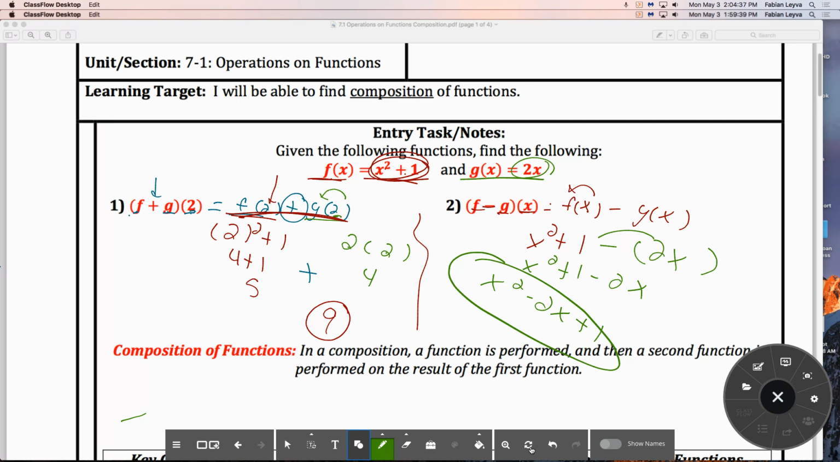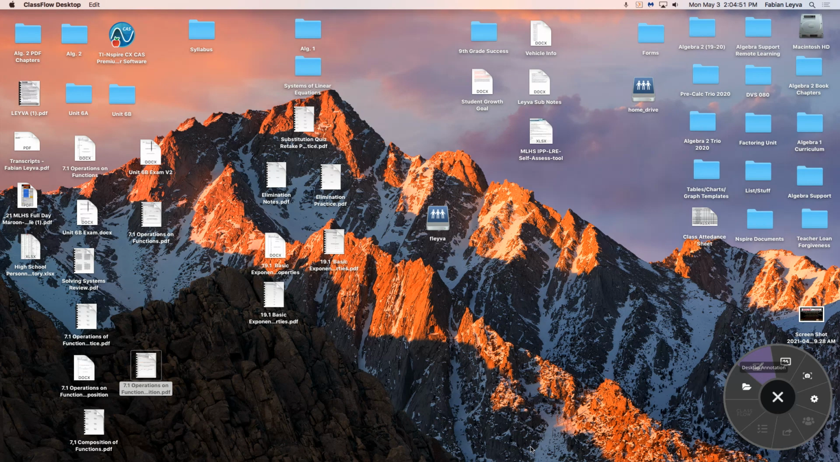Or last week, right? So these are operations. You're minusing, you're plussing, dividing, multiplying. Now we're going to start the actual composition. Everybody get a chance there? Okay.